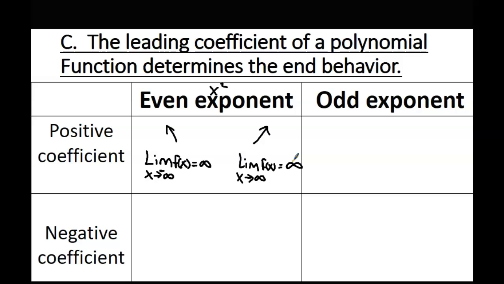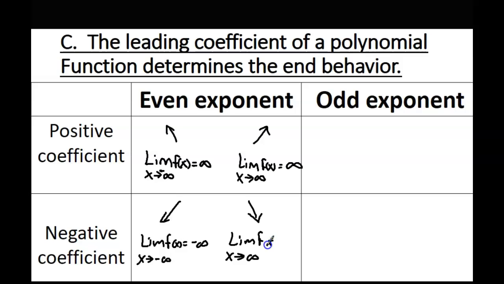Okay? And if I put a negative in front of my x squared, like that, right? It flips the parabola upside down, right? And so the left side and the right side go down. So the limit as x approaches negative infinity is negative infinity. And the limit as x approaches positive infinity is negative infinity as well.